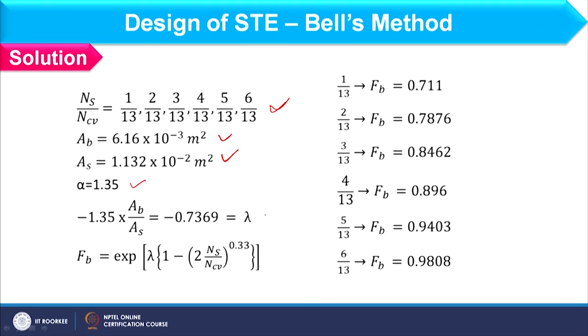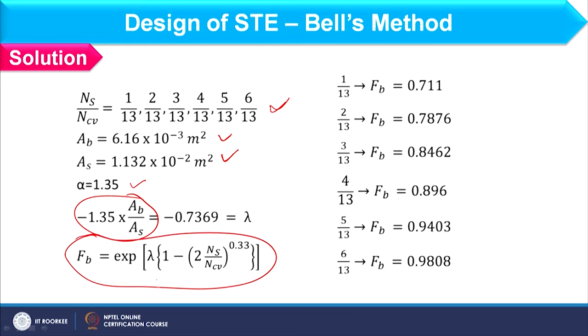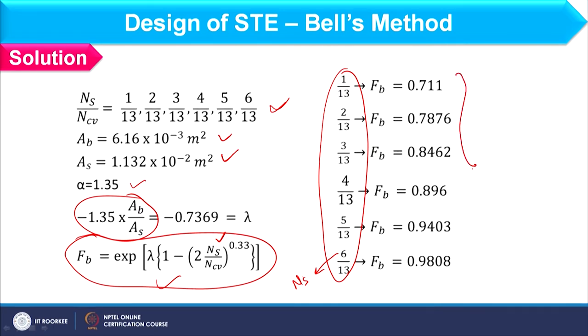In this case we can consider this term in the expression as lambda, and we can further reduce the FB expression like this, where it is a function of NS and NCV. So considering different NS values, because the maximum NS I can use is 6, we can find the FB values, and you can see we can have all the FB values.